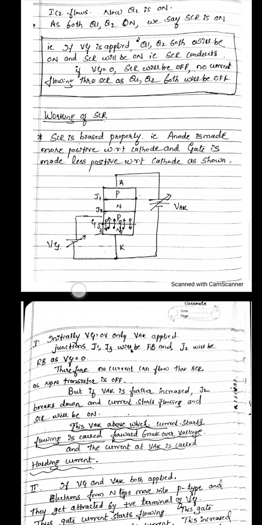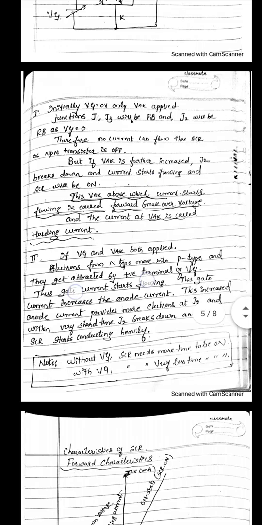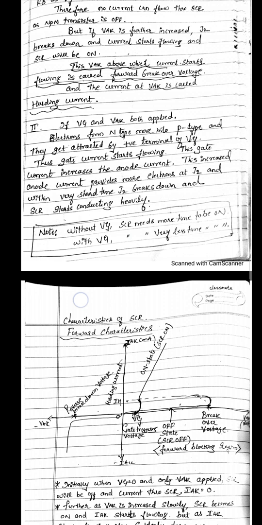When is the SCR going to be off? When VG is 0 and a small amount of VAK is applied. SCR is on when VG is 0 and a very high amount of VAK is applied. SCR is on with VG and a very small amount of VAK applied. These 3 key points we should remember while explaining the working of SCR, which are written here as key points. Without VG, SCR needs more VAK to become on. With VG, SCR needs very less VAK to be on.